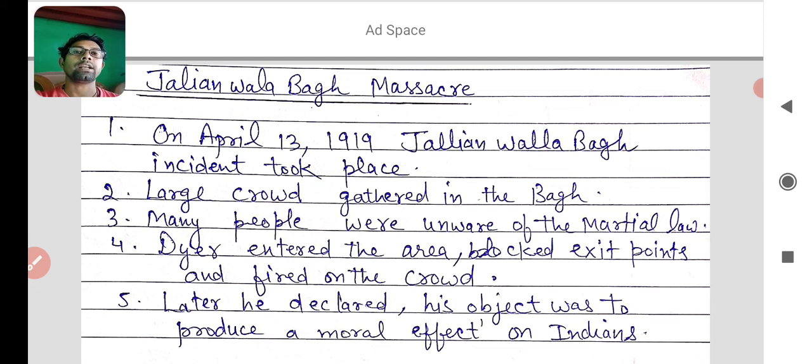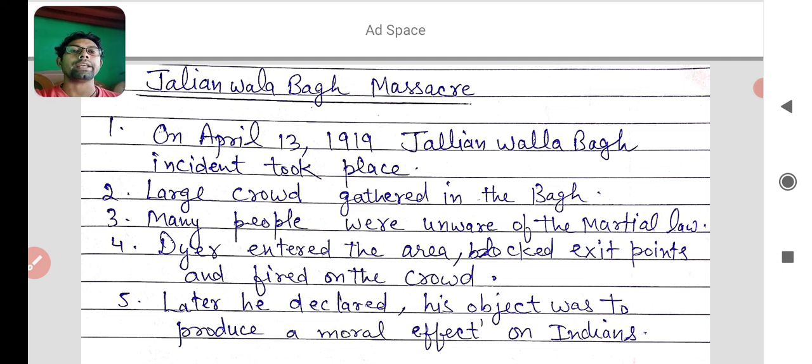As you know, on that day Baisakhi was also there. A large crowd gathered in the Bagh. Bagh here means Jallianwala Bagh. Many people were unaware of the martial law, which you learned in the previous point. The British government had imposed martial law, but many people were unaware of it. So that's why they gathered there.